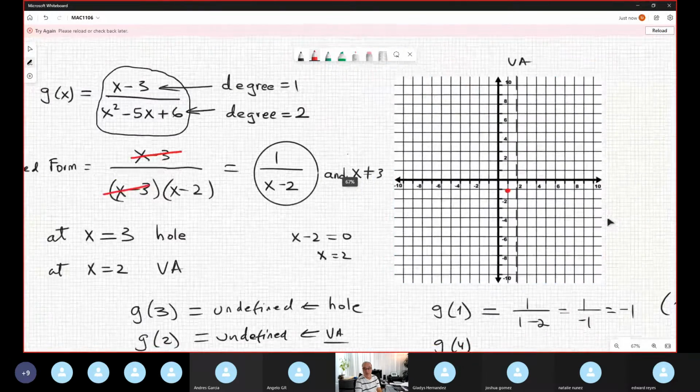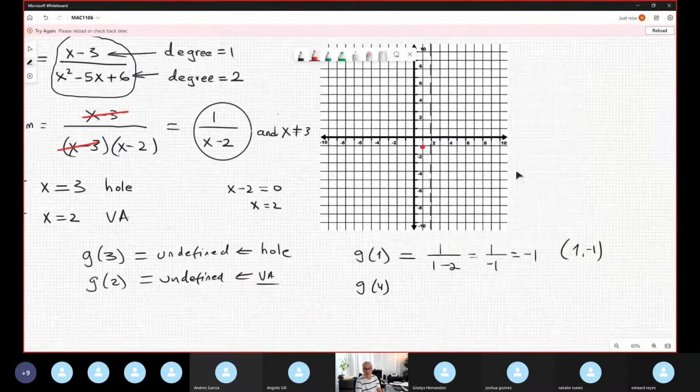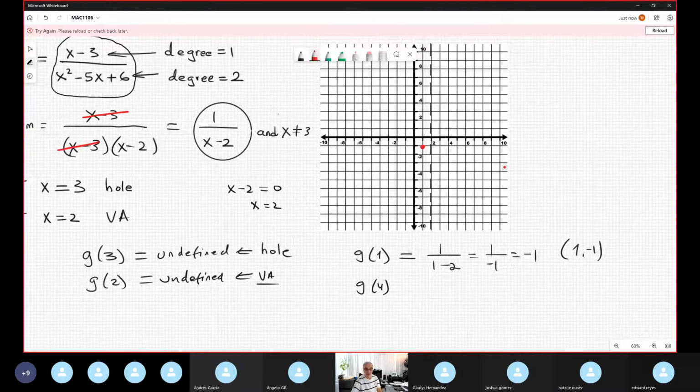Now another point was 4, maybe, no? 4. 3, no, because 3 is a hole, right? Okay, then I get for 4: 1 over 4 minus 2. Using again this. We can always use this except in 3 and in 2, of course. So it's 1/2, because 4 minus 2 is 2. And the famous point is the point 4 comma 1/2.